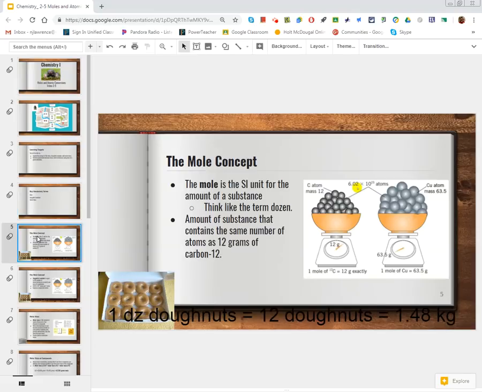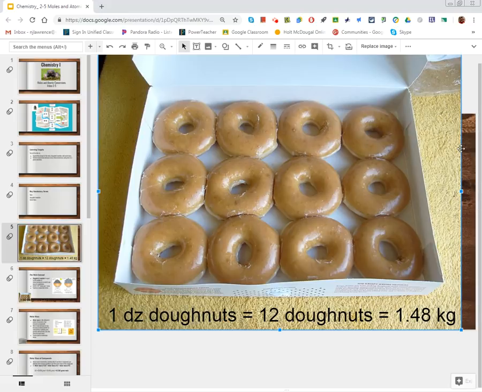So, the mole concept. You already learned that the mole is the SI unit for the amount of substance. And the mole is just an amount. It can be represented as a number, it can be represented as a mass, it can even be represented as a volume. So think of it like the term a dozen. We understand what a dozen donuts are. We understand that a dozen means the number 12. So if I have a dozen donuts, I have 12 donuts. But then depending on the thing we're talking about, that dozen also has a set mass. In the case of donuts, 1 dozen donuts equals 12 donuts, which also equals 1.48 kilograms of donuts.